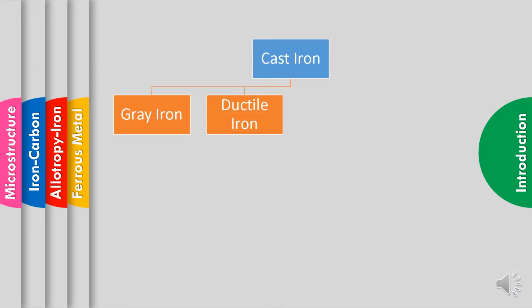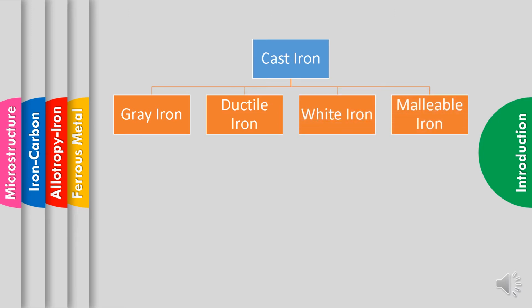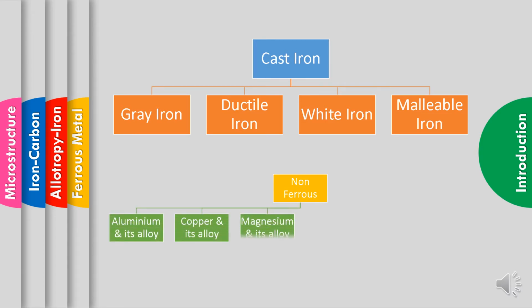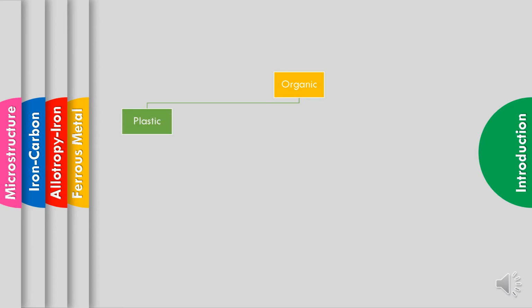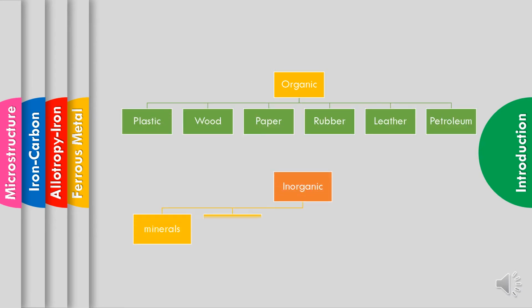And then we have cast iron, which comes in different types: gray iron, ductile iron, white iron, and malleable iron. And also we have non-ferrous, which contains very little iron. We have aluminium, copper, magnesium, nickel, titanium, zinc, and their alloys. Basically, in our last chapter, we will cover these non-ferrous metals, so all the information related to them we will cover in our last chapter. And the organic and inorganic materials I already mentioned in the previous slide.